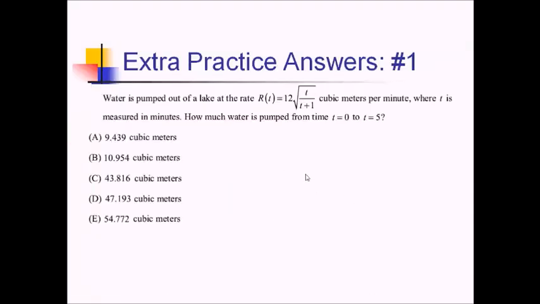On this problem, we have water being pumped out of a lake at a rate given by this R of t function. We want to know how much water is pumped from time 0 to 5. So we have the rate of pumping right here. We just need to take the integral of this thing to find the total amount of water pumped. So the integral from 0 to 5 of R of t dt, which we will now do on the calculator.